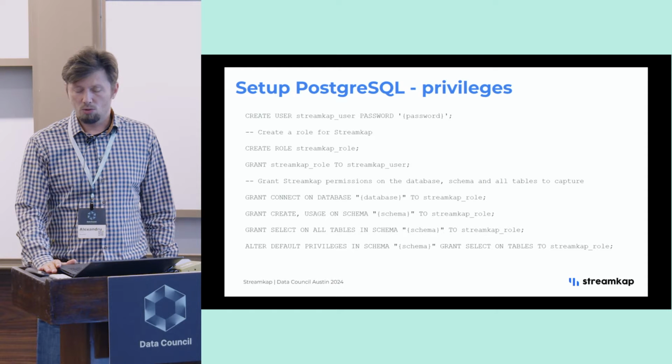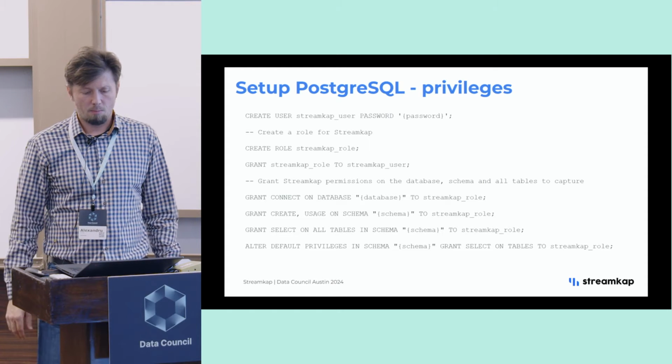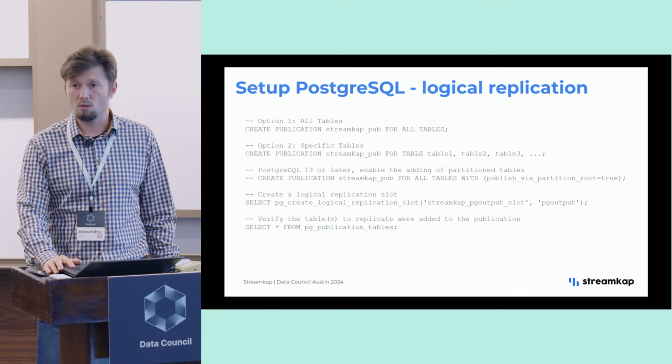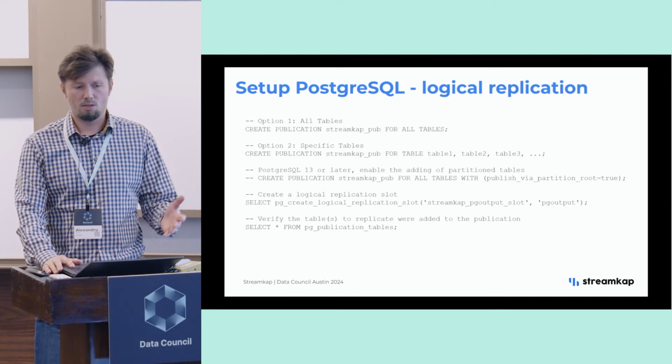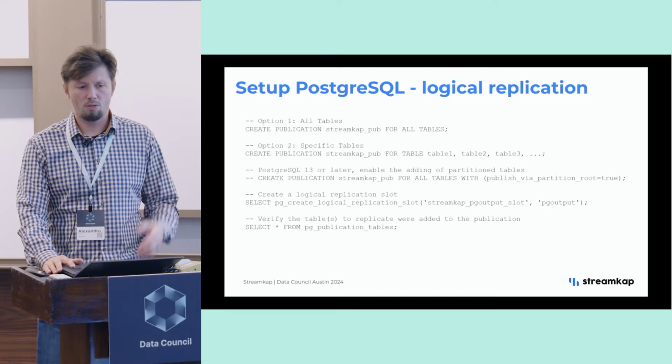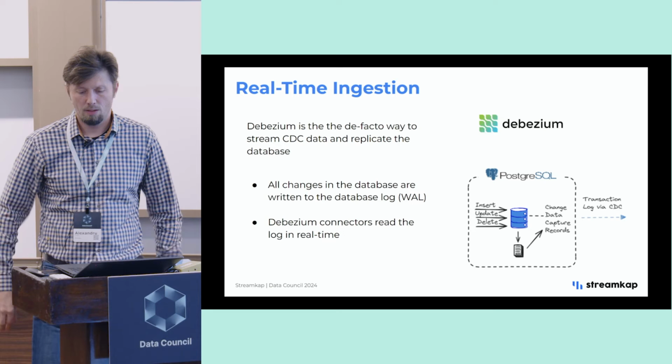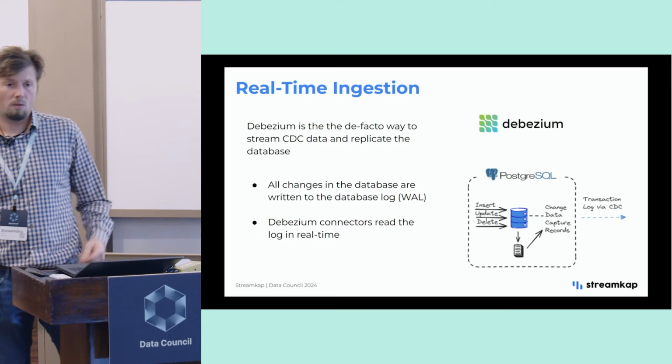So, setting up the source. Just here some examples. You have to set up some privileges. You have to set up the replication slot. So once the replication slot is set up, Debezium can start streaming CDC events.